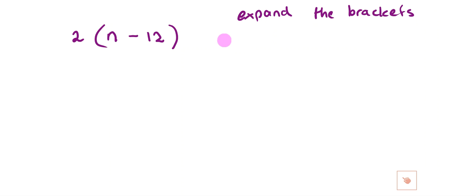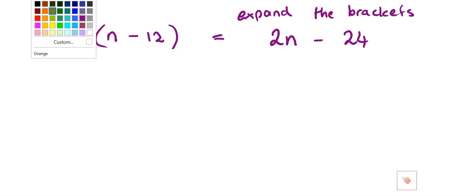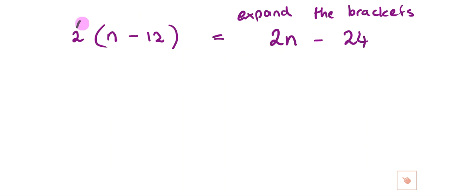So write it without brackets. No ideas? 2n. So we've got 2n's minus 24. Now one way to show this is to say we have 2 lots of n, and we also have 2 lots of negative 12.